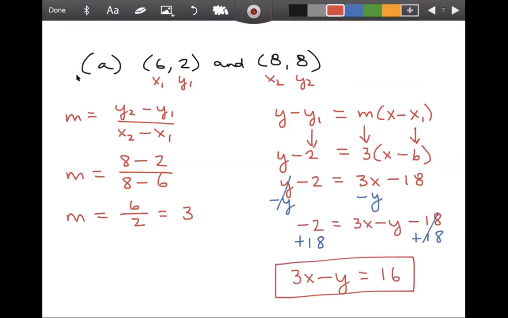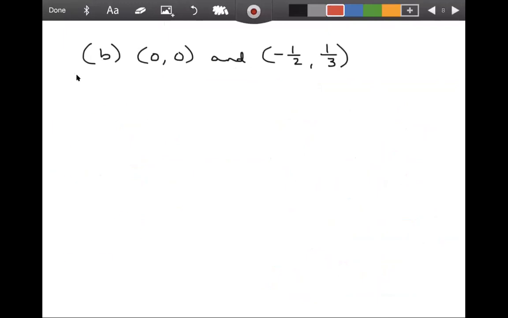All right, and the very last example in this batch, please try this one. Pause the video, try it, come back and compare notes. Finding the equation of the line passing through the points 0, 0, and negative 1/2, 1/3. Okay, pause the video, try that.